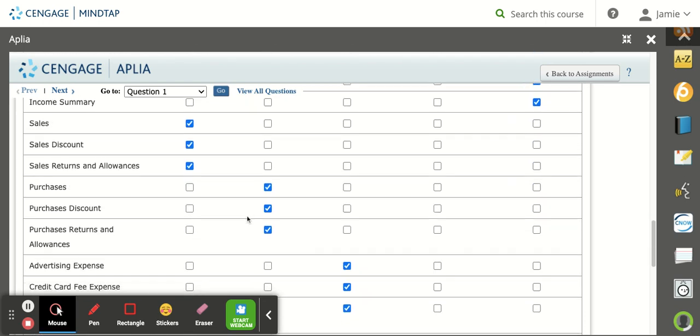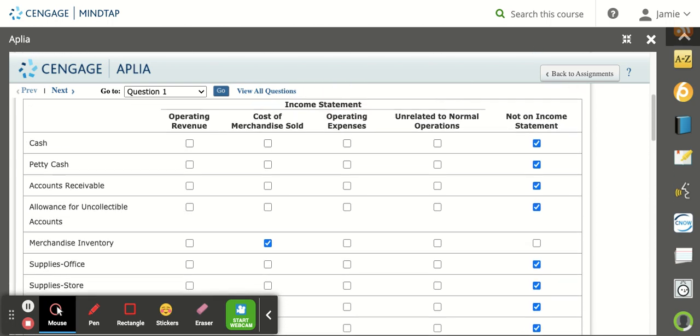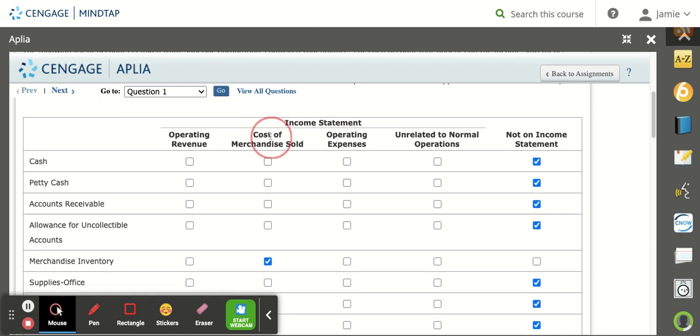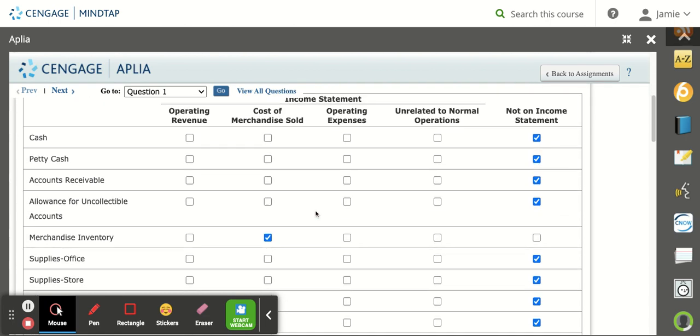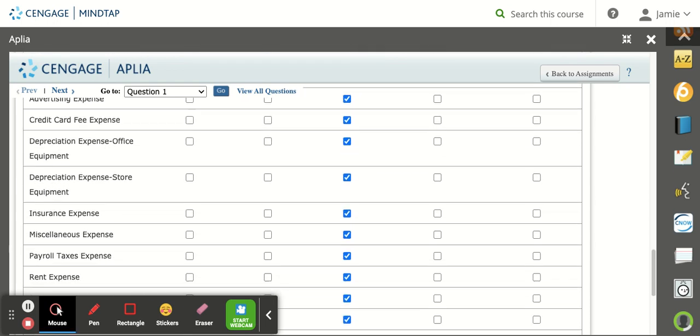Next, we have our purchases, purchases discount, purchases returns and allowances. Those three are included in our cost of merchandise sold, along with merchandise inventory. Next, we have all of our operating expenses. So this is everything that ends in expenses is included in the operating expenses section.